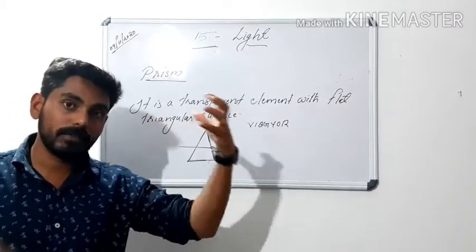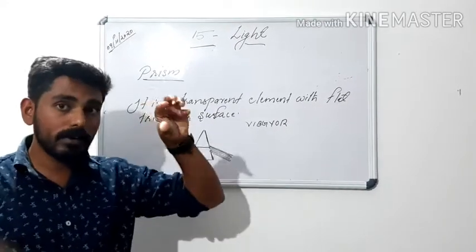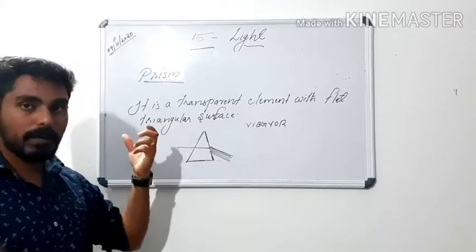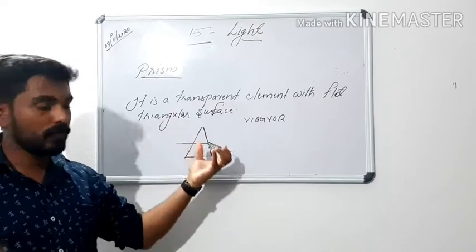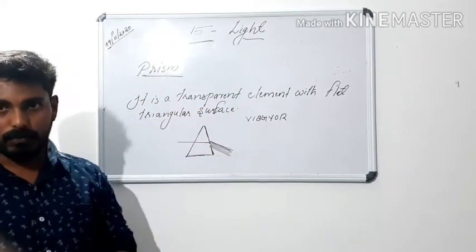You can see the rainbow only after the rain, because there should be water droplets. The water droplets act as a prism in the atmosphere. So due to dispersion of the light, a rainbow is formed.